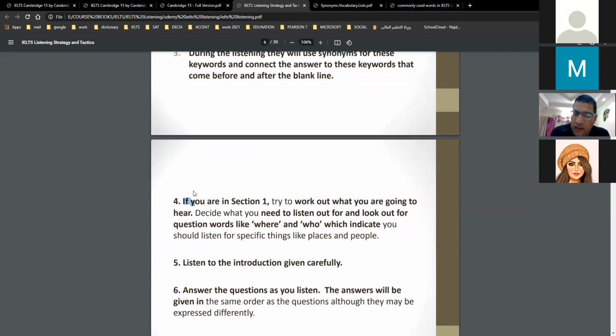If you are in section 1, this is very simple. Try to work out what you are going to hear. Decide what you need to listen for and look out for question words like where, who, which. Indicate you should listen for specific things like places and people. What do I mean? I mean if you have questions 1 to 5, for example, you should know whether you will write a name, place, country, a number, price, how much. You should guess which type of word you need to write down in the sheet of paper.